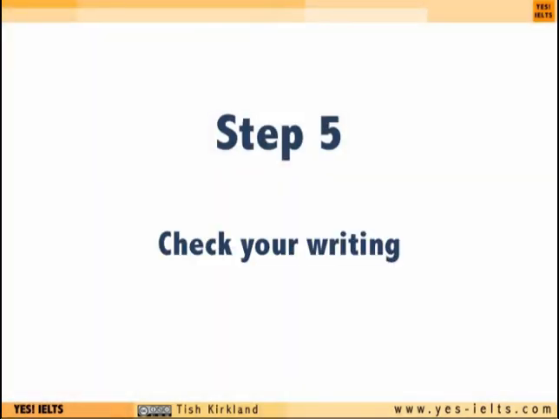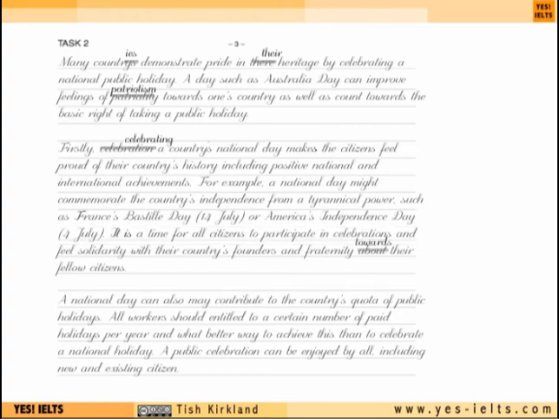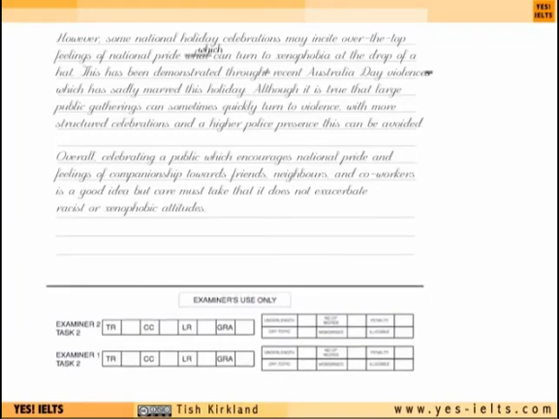Step 5 is to check your writing. This is a very important step, so please don't leave it out. It's okay to cross out or insert new words. The examiner will disregard your crossed out words and will only consider your new words. And it's a good idea to cross out rather than use an eraser, as erasing can take extra time.